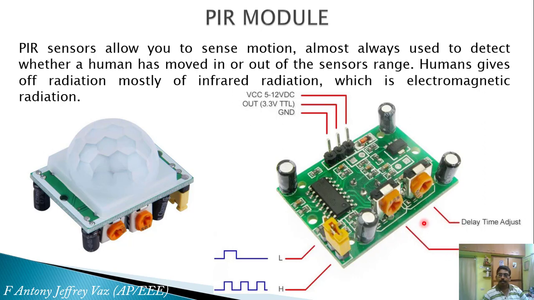And what is the delay time adjustment? If you make this delay time preset a higher value, then the output will be completely high till the person stands in the position. If the person stands here near the module, the output will be high till he stands in this position.